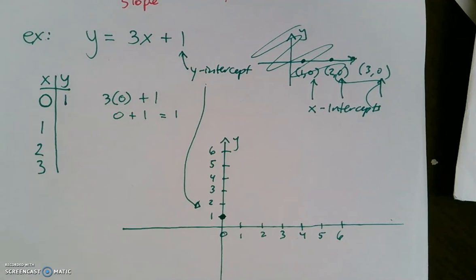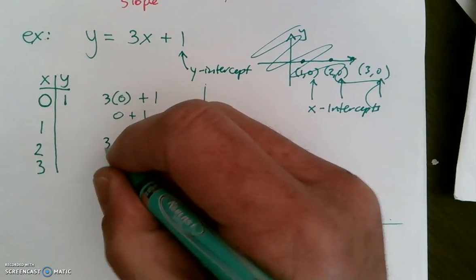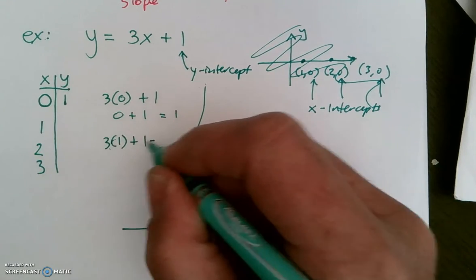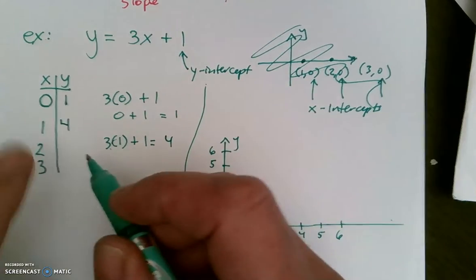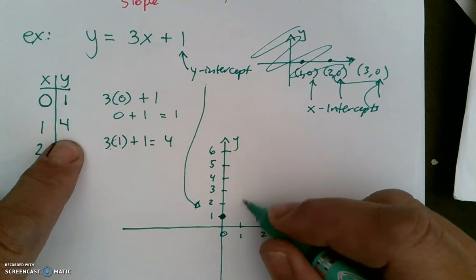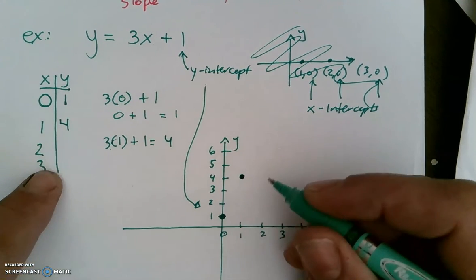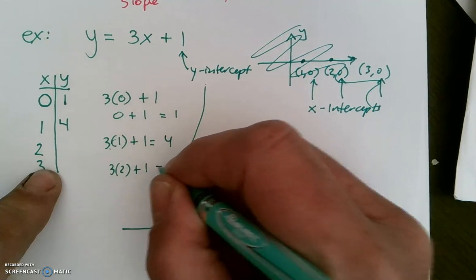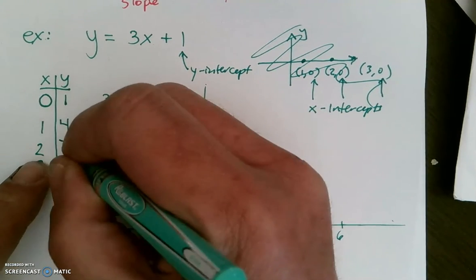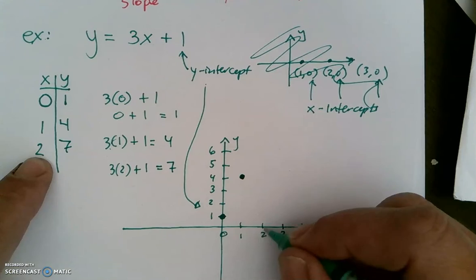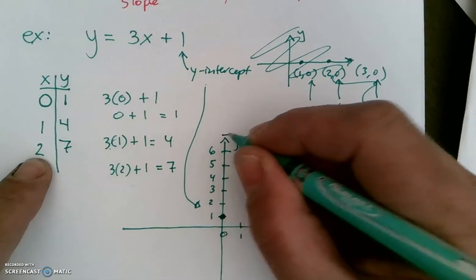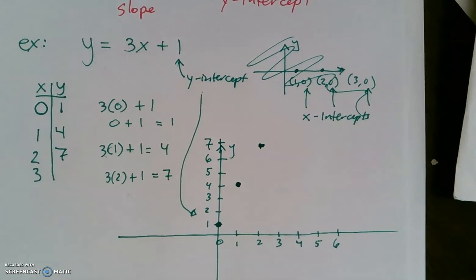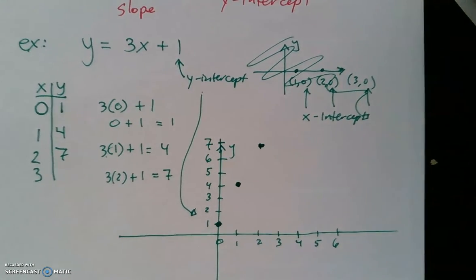Okay. We need more points. When we plug in 1 here, we'll get 3 times 1 plus 1. Now 3 times 1 would be 3, plus 1 would be 4, so our next point would be 1, 4. That's another point. Over 1, up 4. We plug in 2, 3 times 2 plus 1. 3 times 2 would be 6, plus 1 would be 7. That's another point. Across x is 2, y is 7, so it would be up here. I can already tell we're running out of room. But we got 3 points, and if we did this right, it should be in a straight line.